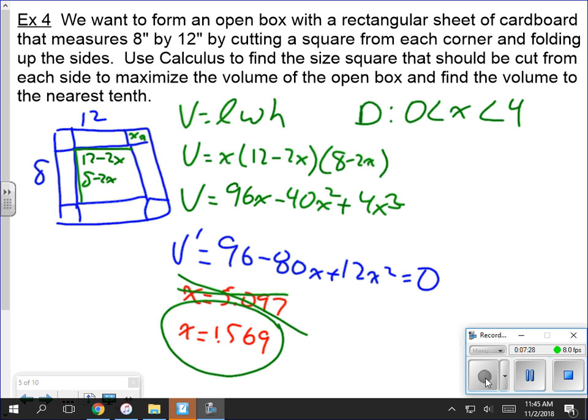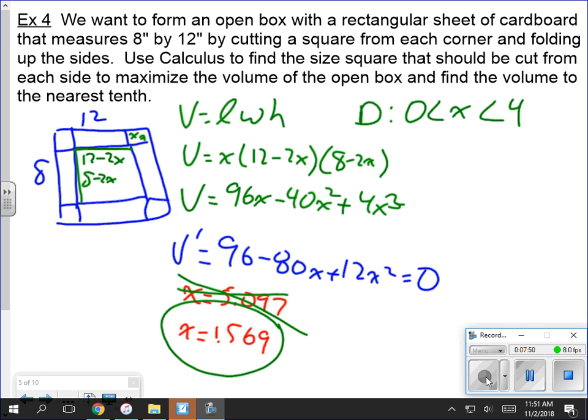So, and notice the directions say, use calculus. Because I know you did this in pre-calc by graphing and using the graph to find it. It's not what I want. I want to see the derivatives being used. We're only finding 5.097.